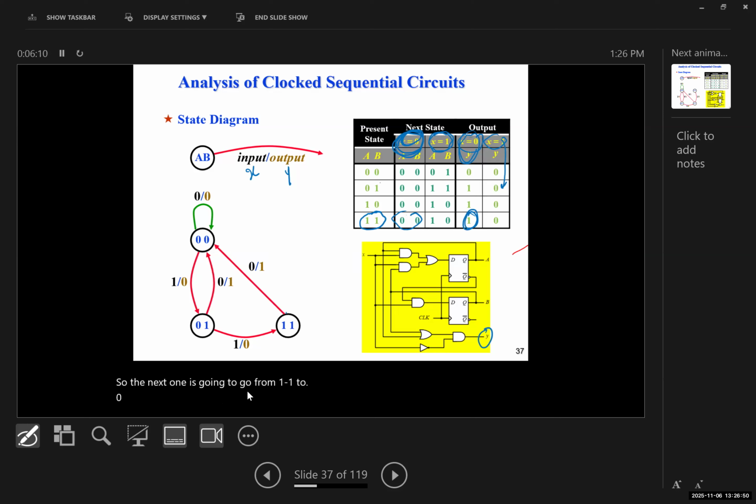Now I can also add the 1, 0. So I can go from 1, 1 to 1, 0 as well. If I want to go from 1, 1 to 1, 0, I'm going to draw another one, 1, 0. What is my x? And what is my y? So x is 1 and y is 0.